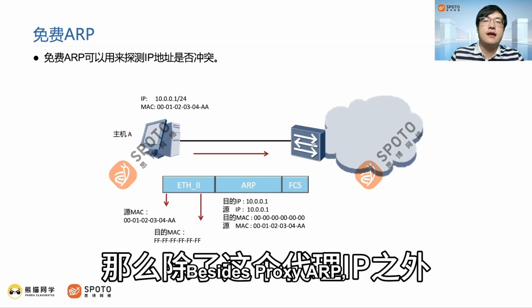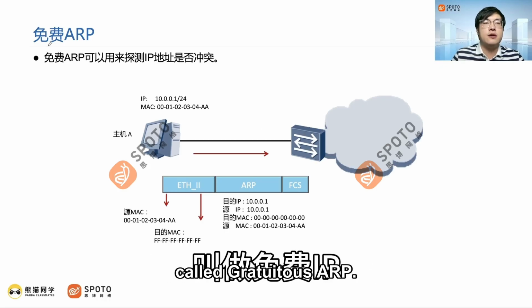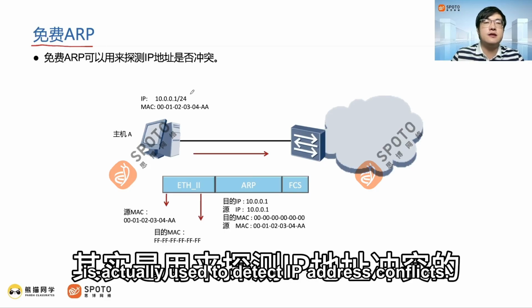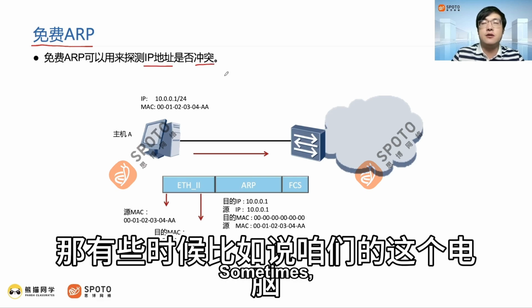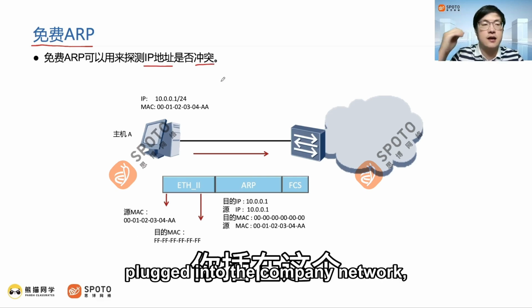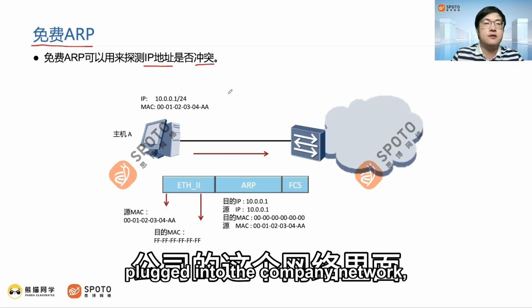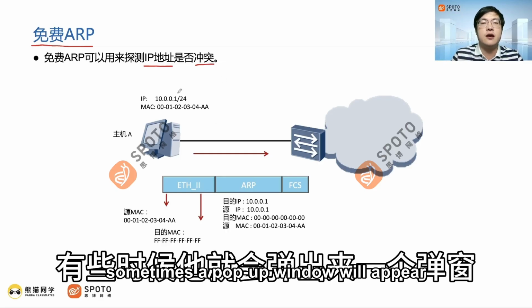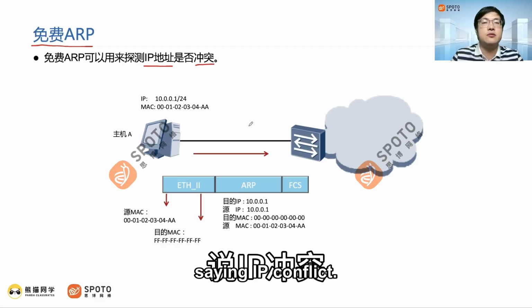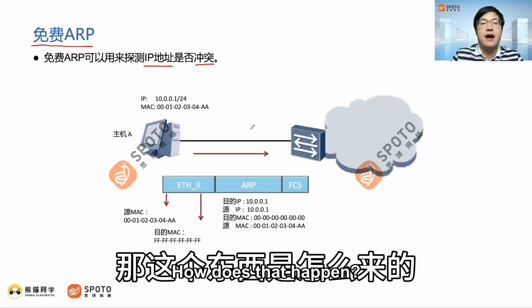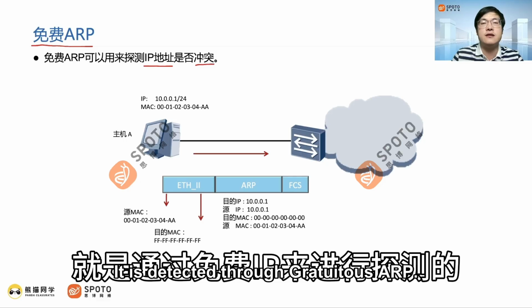Besides proxy ARP, there is another ARP called gratuitous ARP. This gratuitous ARP is actually used to detect IP address conflicts. Sometimes, for example, when you're plugged into the company network, a pop-up window will appear saying there is an IP conflict, right? How does that happen? It is detected through gratuitous ARP.